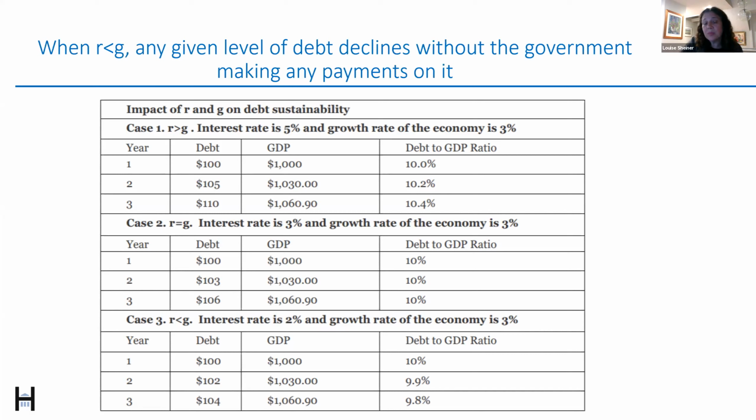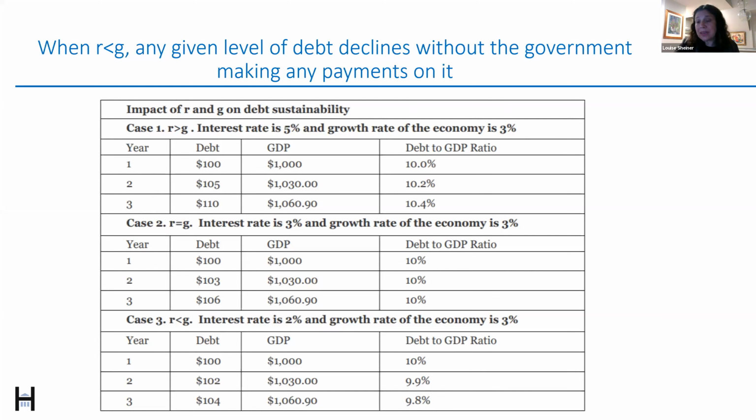So this is not sustainable. You have to make payments equal to 2%, R minus G, in order for that debt to GDP ratio to stay the same. In case 2, R is equal to G. The interest rate is 3%, and the growth rate of the economy is 3%. I do the same thing, but instead of the debt going from 100 to 105, the interest rate's only 3%, so it only goes from 100 to 103. The debt grows at the same rate as GDP, and so the debt to GDP ratio doesn't go up.